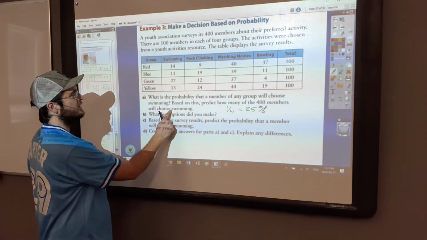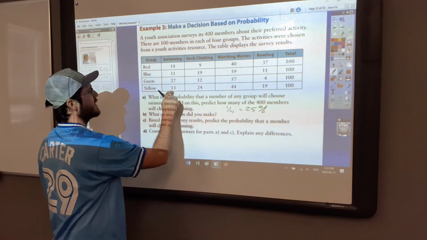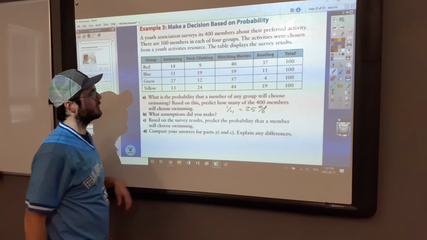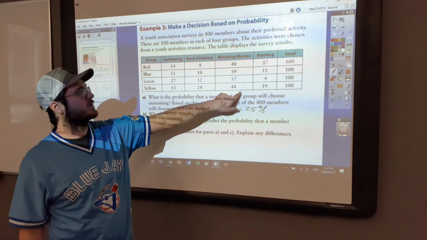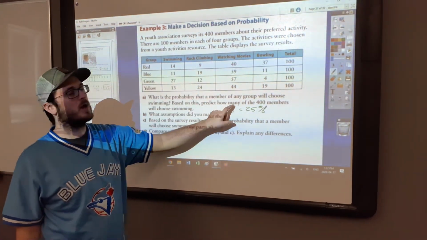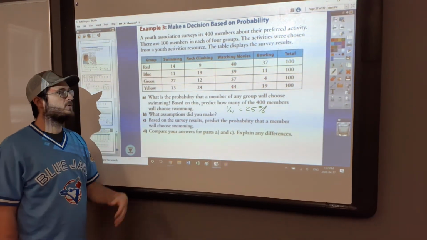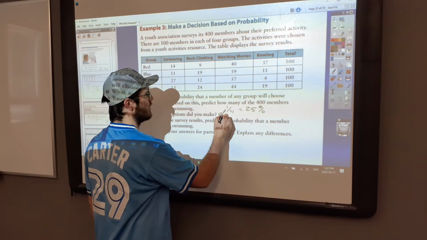Then if that was true, I would expect 100 to choose swimming, 100 to choose rock climbing, 100 movies, 100 bowling. But we can see right away that actually this has higher numbers. It's definitely not theoretical, so it's not going to be true. The assumption I made was that everything is equal, that they're all equally likely.